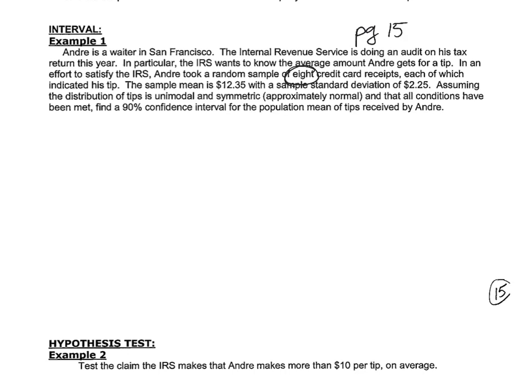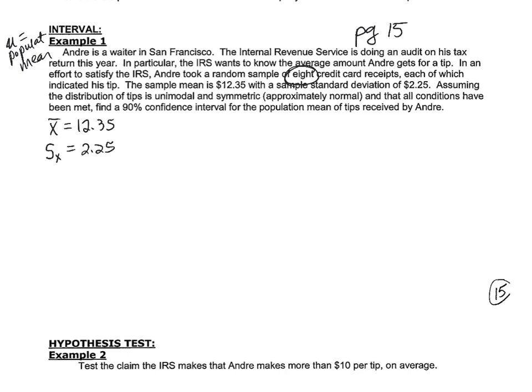Now, it says the sample mean is 1235. And I want to ask you, what symbol would represent the sample mean? X with a line over it. X bar, very good. X bar is the sample mean, because we would use mu to be the whole population mean. Okay, very good. And then the sample standard deviation is 225. So that's the s sub x, and that's 225.